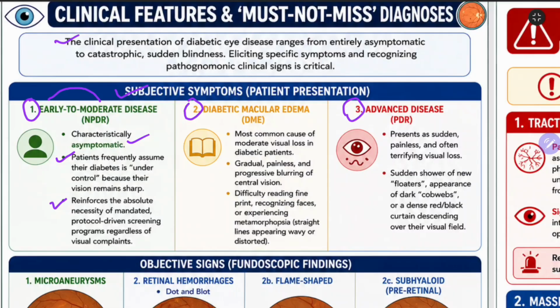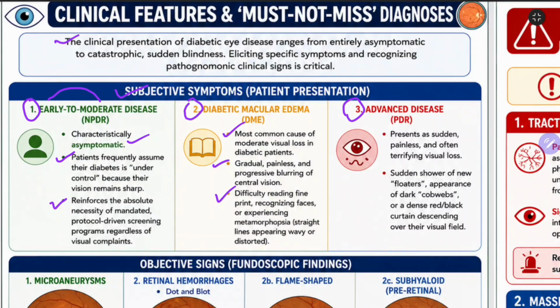Then the second presentation is that the patient may have diabetic macular edema. This is the most common cause of moderate visual loss in diabetic patients. There will be gradual, painless, and progressive blurring of central vision. Peripheral vision will be spared. Diabetic macular edema is the most common cause of moderate visual loss in diabetic patients.